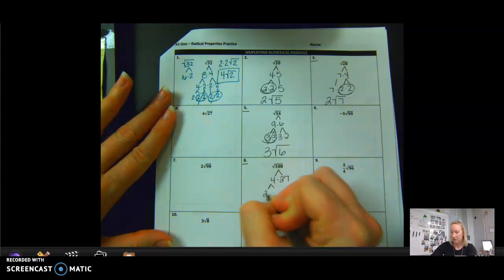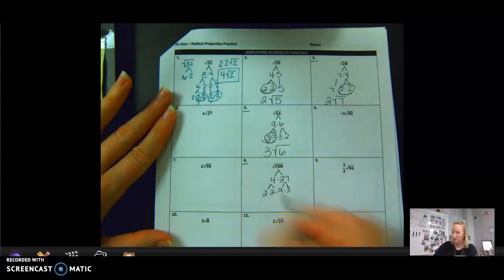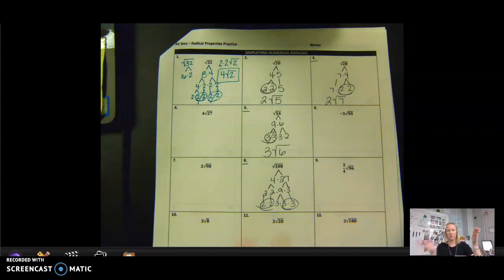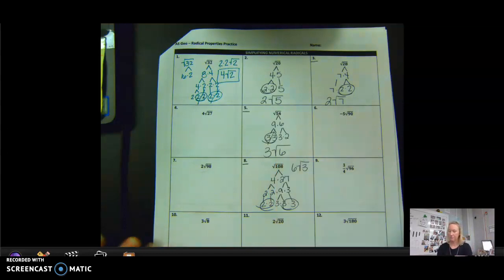4 breaks down into 2 times 2. 27 breaks into 9 and 3. Bring this 2 down. Bring this 2 down. 9 breaks down into 3 times 3. Bring this 3 down. I have a pair of 3's and I have a pair of 2's. So a 2 comes out, a 3 comes out, and I multiply those. 2 times 3 is 6. Square roots of 3.